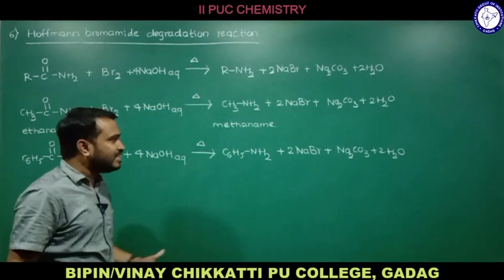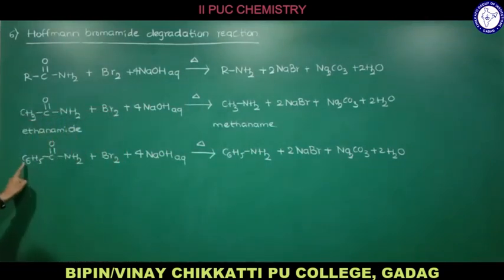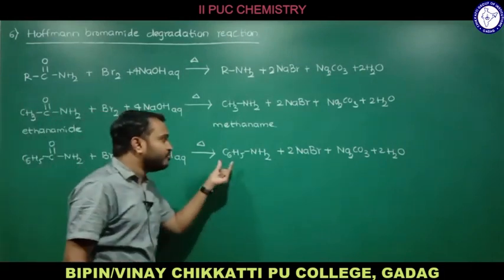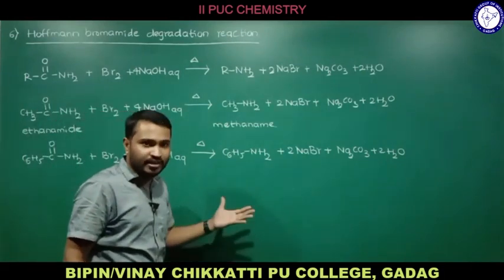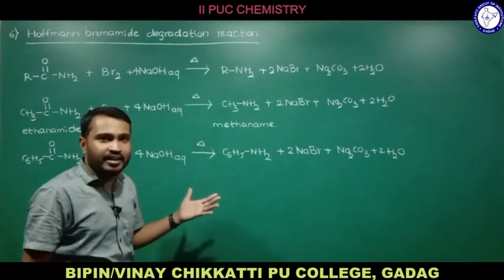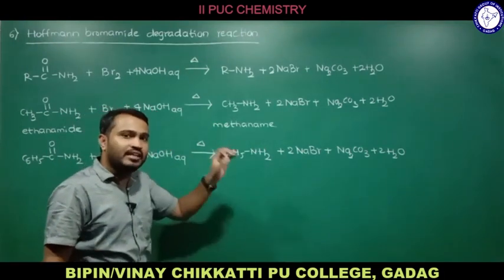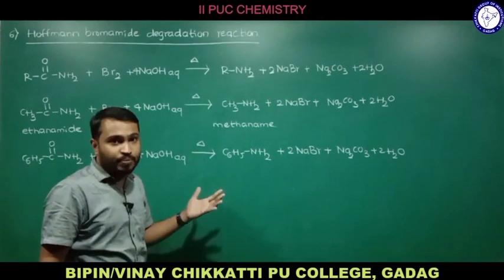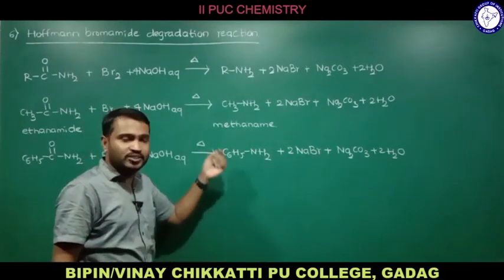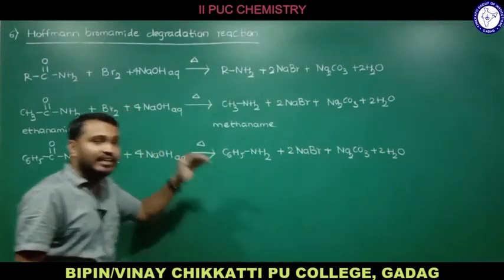Now see the next example. In this particular example, 6 plus 1, 7 carbons we have, and after the Hofmann bromamide degradation reaction we ended up with 6 carbons. What I am going to say here is that the product we get has one carbon less than that of the amide. I repeat, the product we get has one carbon less than that of the amide.